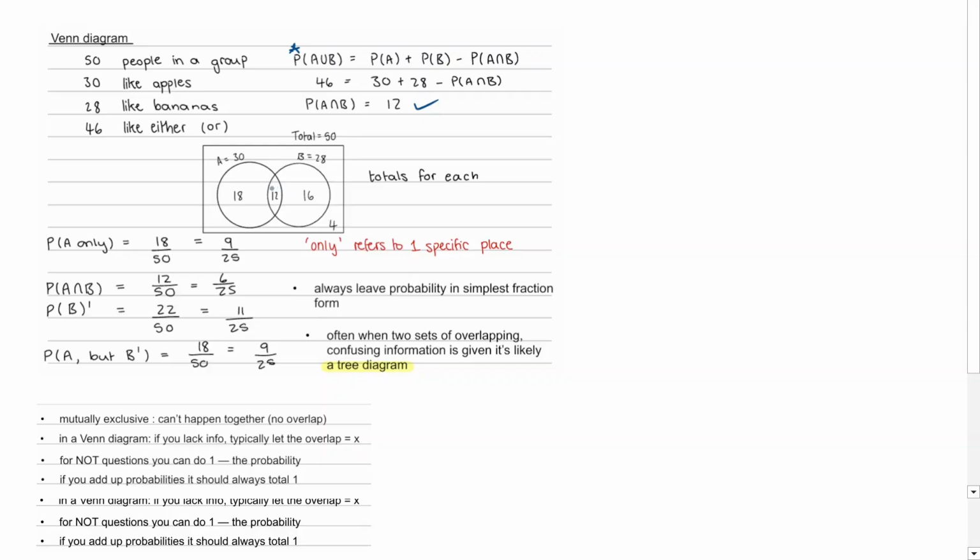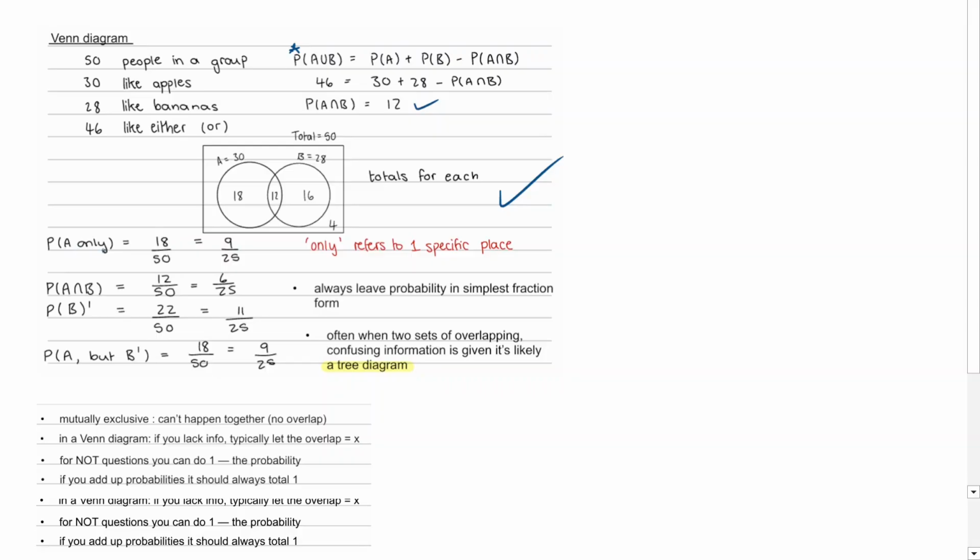Now that I know that the people that like apples and bananas is 12, then if this total for A is 30, this must be 18. If the total is 28, but I know 12 like both, there must be another 16 left over. And so now I've got my whole Venn diagram and I'm ready to dive into the questions.